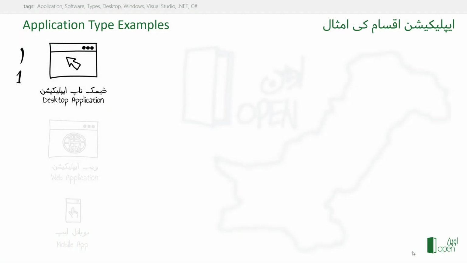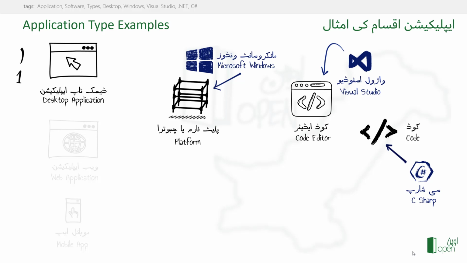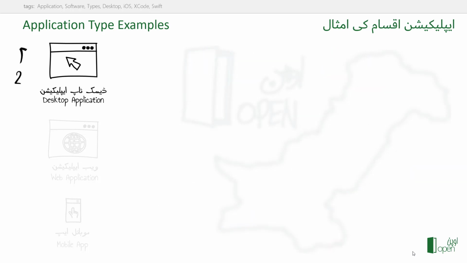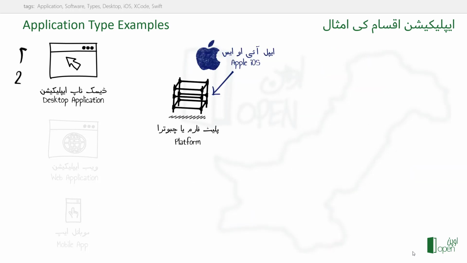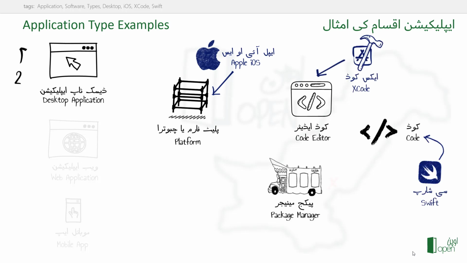If the platform on a deployment machine is Microsoft Windows, and the developer wants to write C#, she can use Visual Studio as the code editor and .NET as the framework. She also has a choice to use NuGet as the package manager. Keep in mind though that NuGet is optional. If a developer wants to deploy a desktop application on an Apple iOS platform, she would need to use the Xcode code editor and the Swift programming language. No package manager or framework is used.